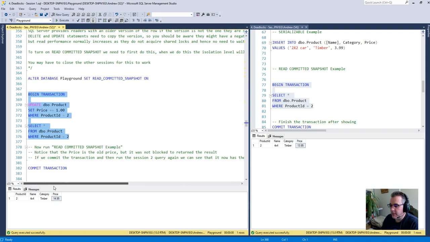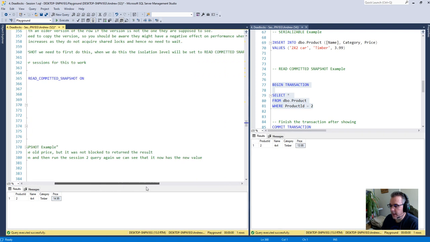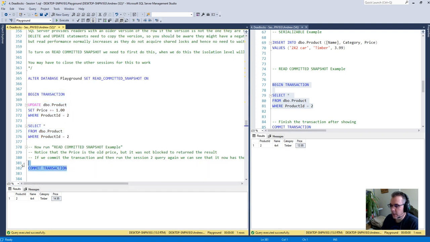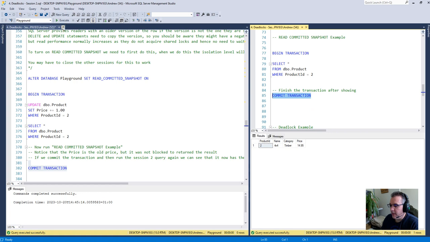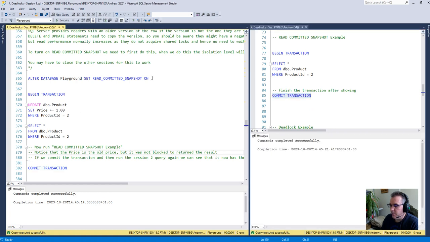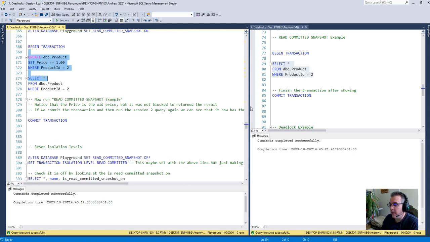So if we commit the transaction and then run the session 2 query again, we can see that it now has the new value. So if I commit that and then run that again, $14.95, and it's pulled it in. What this is doing when we put this on, when we're doing an update or a delete, it makes a copy of that value, maybe that row, so that anything that wants to query it can. Like you saw, this could still jump in and get the previous value whilst this is still changing it, and that's quite advantageous, really.